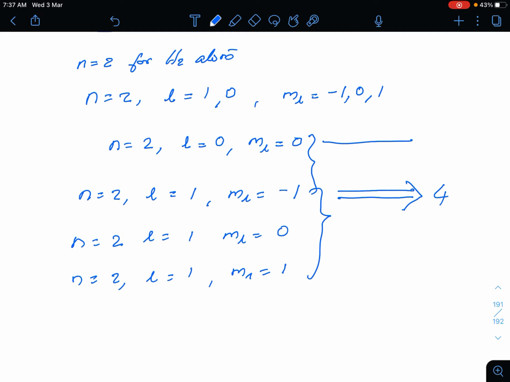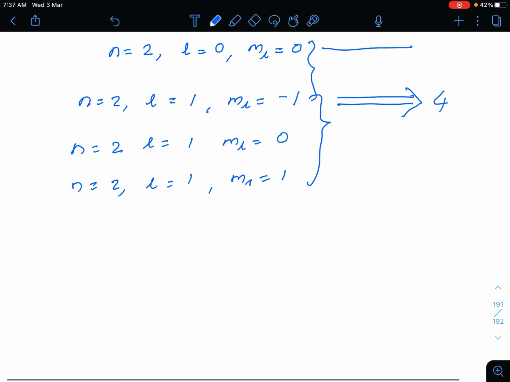All these have the same energy because energy depends only on the quantum number n. So for n is equal to 2, you have the same energy. That energy is minus 13.6 divided by 2 squared, that is minus 13.6 divided by 4 electron volts. That is the energy available to all these different states. These are the 4-fold degenerate states of the hydrogen atom. Clear?